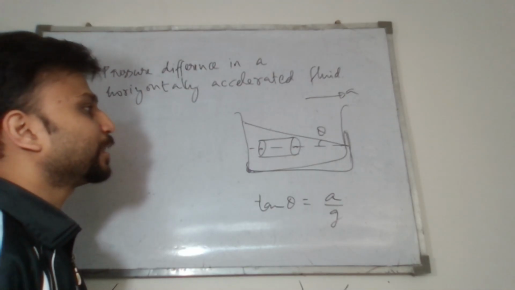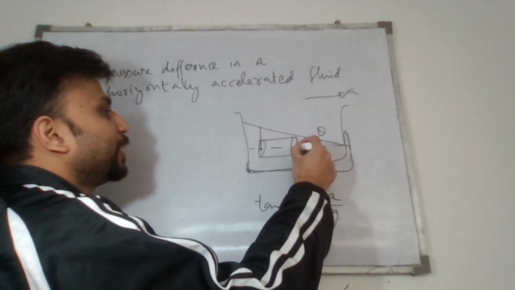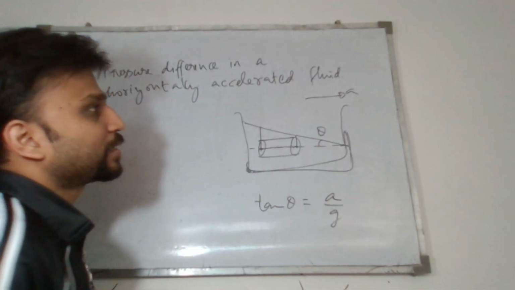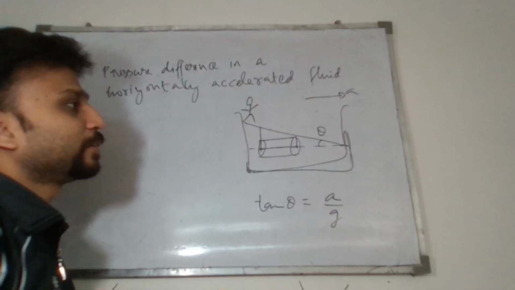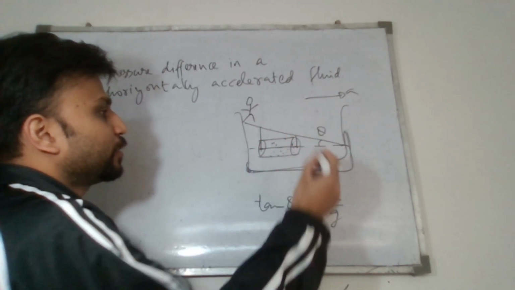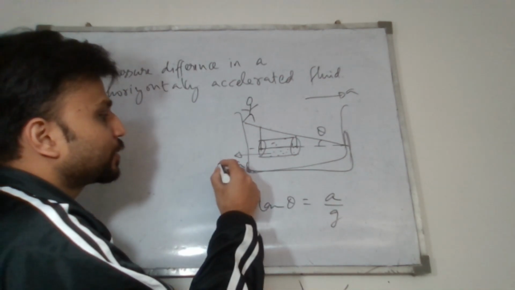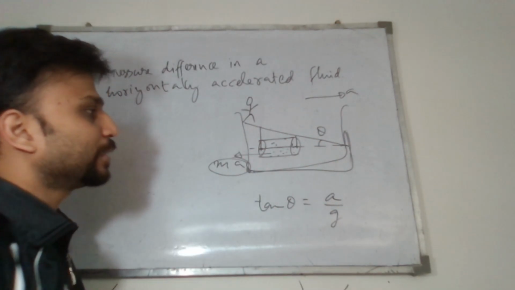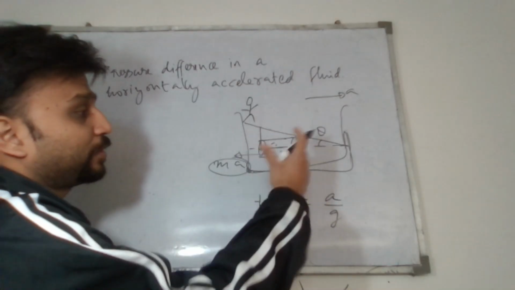The answer lies in the idea that if I take two points in this container and compare their vertical height and their horizontal distances. As the acceleration is happening in the horizontal direction, if I place an observer in the frame of reference of the container, there will be a pseudo force. The pseudo force will be acting on the particles in this fluid. Now, this pseudo force is creating a pressure in the fluid.